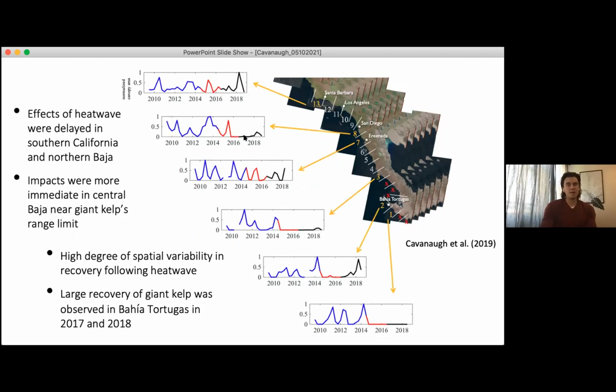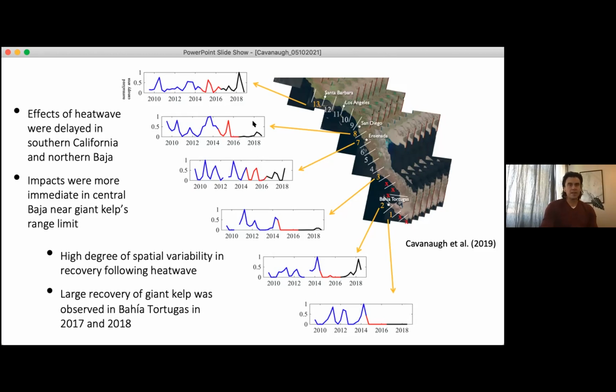There's a couple take-home messages here. For one, if you look at these top three panels, right? Look at the kelp biomass during the heat wave, the red period, and then the following recovery period in black. You can see a delayed effect. There's this spike, this increase in biomass during the heat wave in red. So kelp didn't immediately decline during the heat wave.